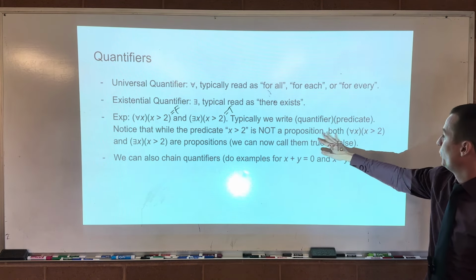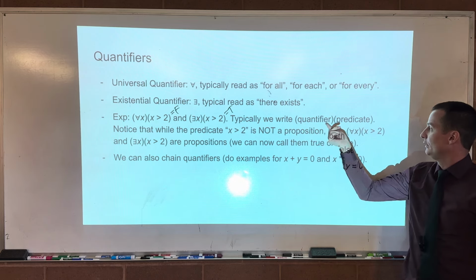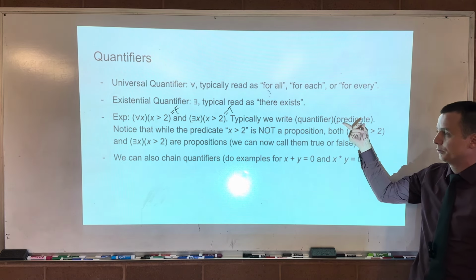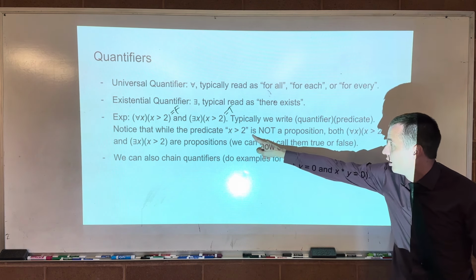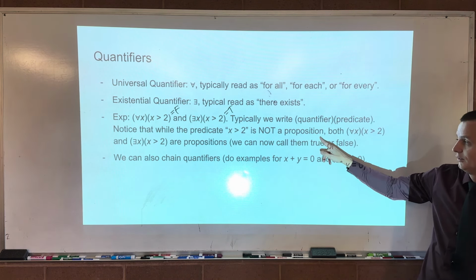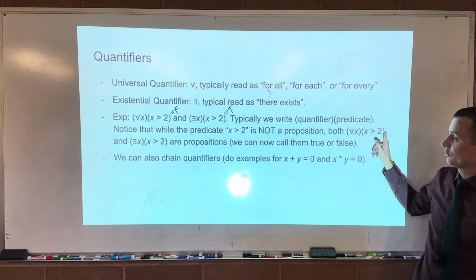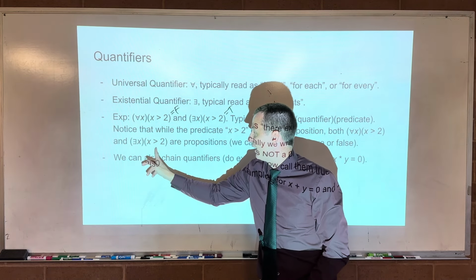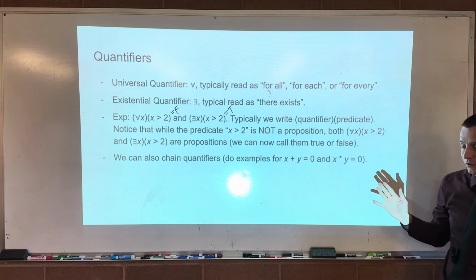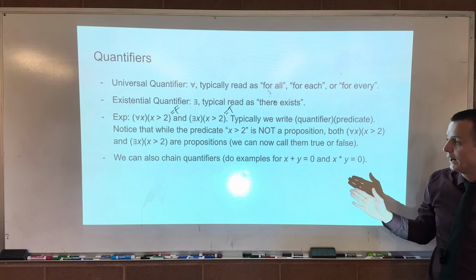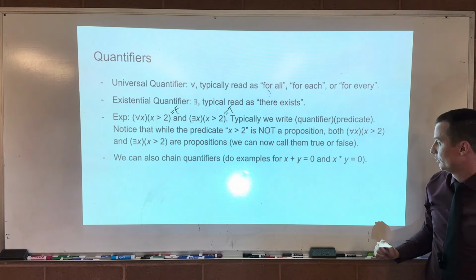So typically we write the quantifier in parentheses, and then the predicate we're applying the quantifier to in parentheses. Notice that while the predicate x is greater than 2 is not a proposition, both for all x, x is greater than 2, and there exists an x such that x is greater than 2 are propositions. We can now call them true or false. So adding the quantifier to a predicate turned it into a proposition.